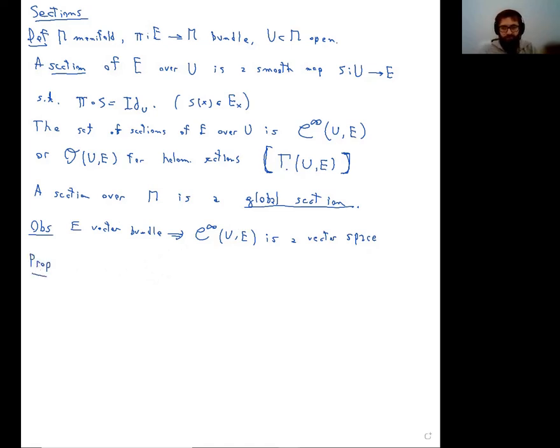We saw that a vector bundle, or any bundle, is defined by its fibers and by its transition functions. So this next proposition tells us that you can think of global sections as gluing of sections of trivial bundles. Let me write exactly what I mean. We start with a bundle E over some manifold M with fiber F and structure group G.